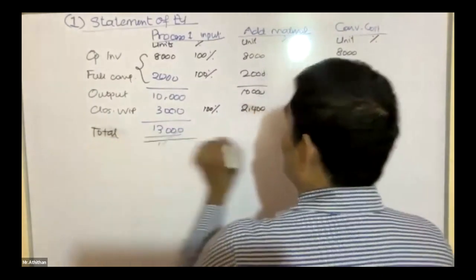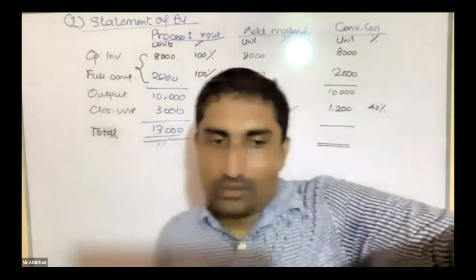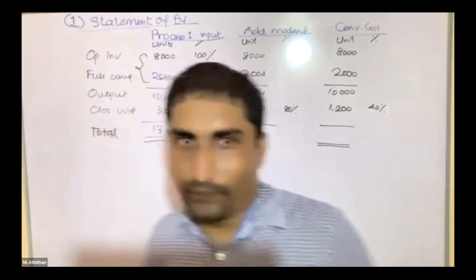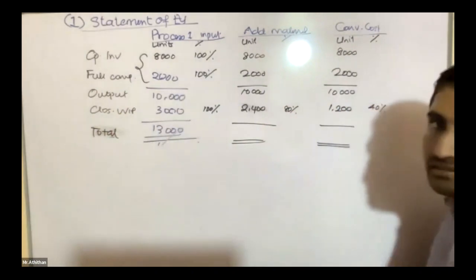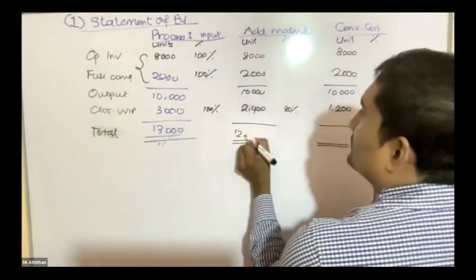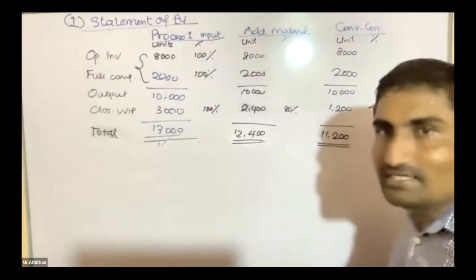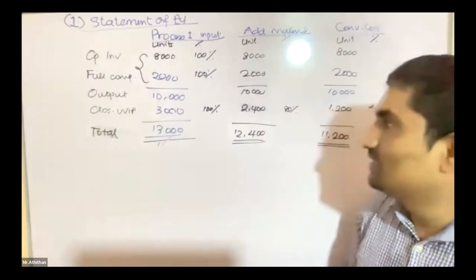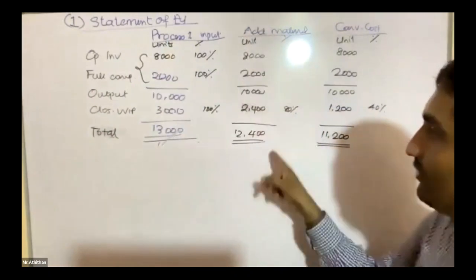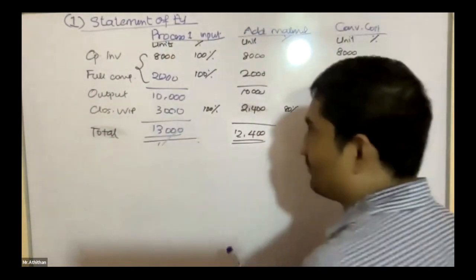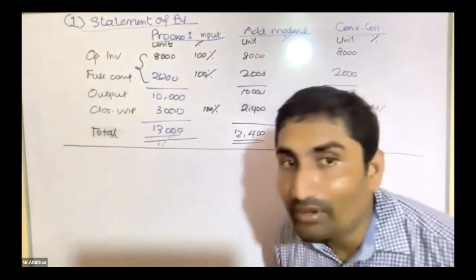Total: 13,000, 12,400, 11,200. So this is equivalent units, right? Equivalent units we have tested for every separate input. This is the end of step 1. Now we have to do step 2.